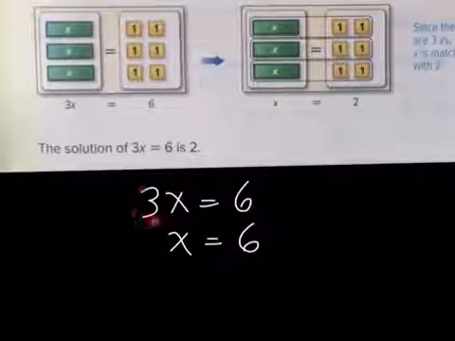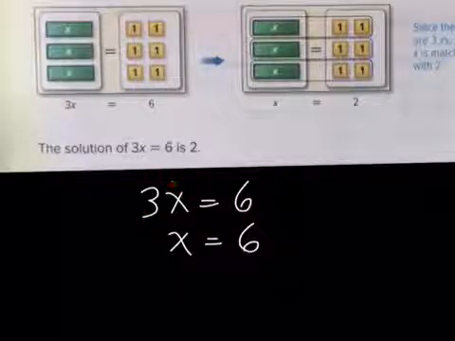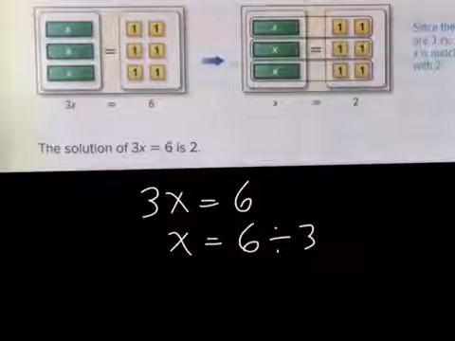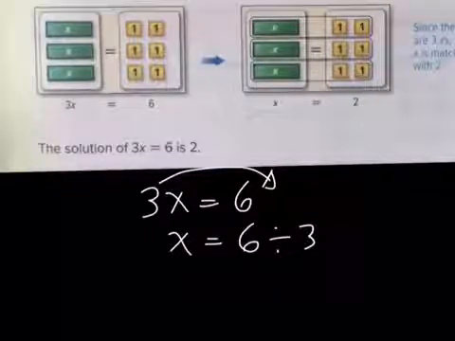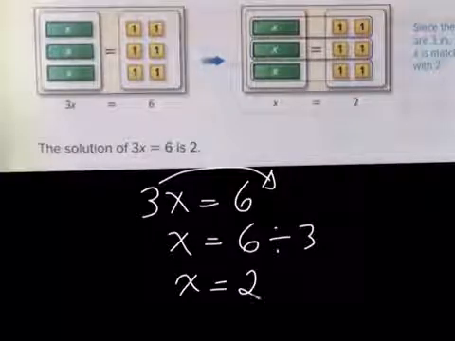What happens to the 3? Well, on this side it's multiplication. On the other side it's going to do the opposite. So if it's being multiplied here, it's going to be divided here. So now it becomes divided by 3. All I did was move it to the other side in order to isolate the variable, leave it on its own. Now, when I complete it, I have x equals 6 divided by 3, which equals 2.